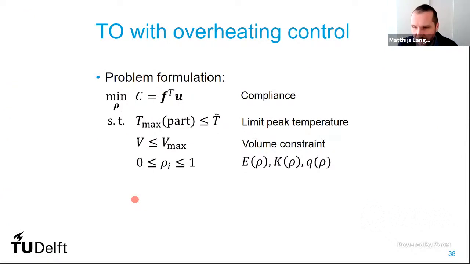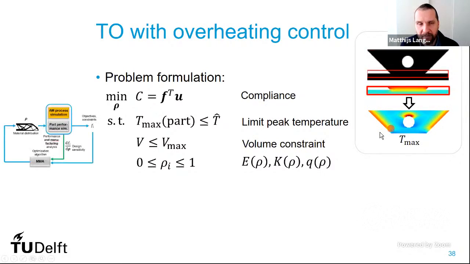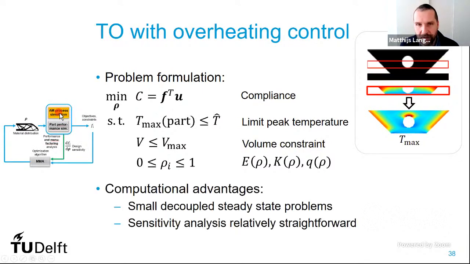So quickly, because I think my time is running towards the end. This is the problem formulation that I'll show for the example problem. We are still minimizing the compliance, but we added a constraint on the maximum temperature that occurs. For that, we do this slab-wise steady state simulation of the temperatures and identify the maximum temperature. This indicates our process simulation, and that ends up in this constraint.